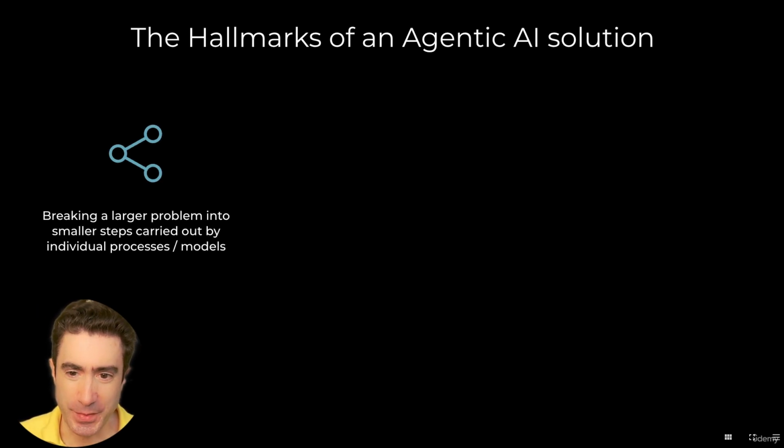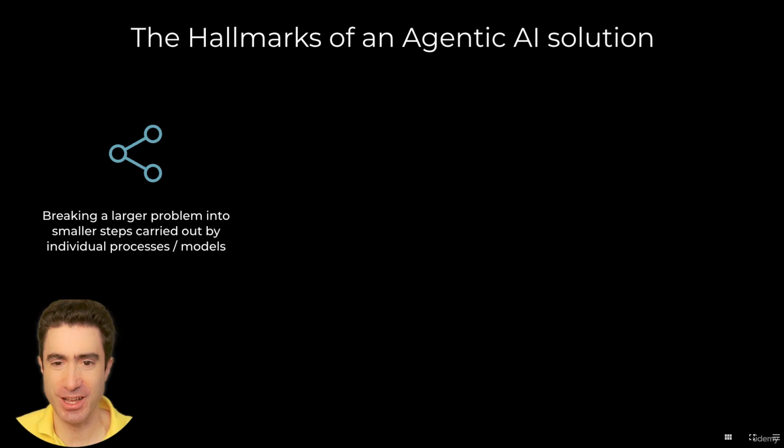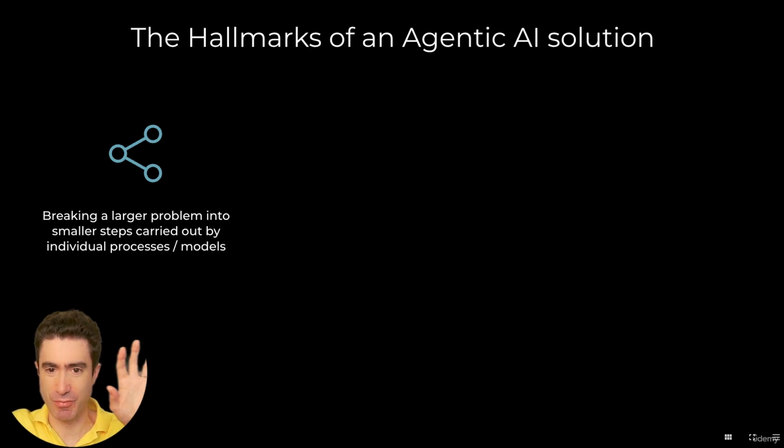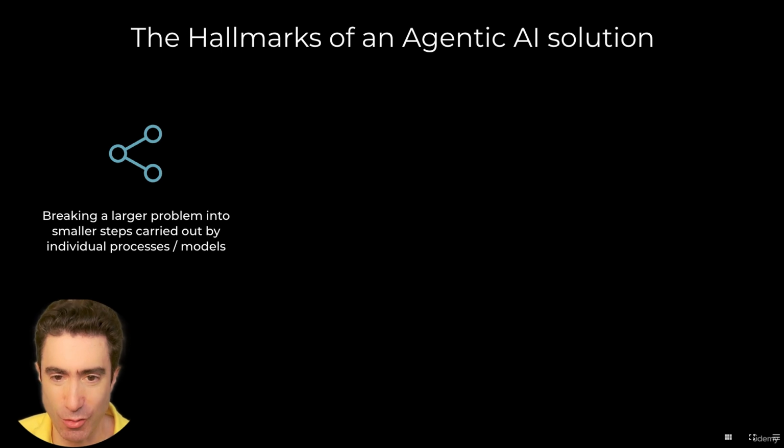So first of all, an agentic AI solution is one that is able to take a larger problem, a more complex problem, and divide it down into smaller pieces that can be executed potentially by LLMs and maybe just by normal bits of software. But that ability to take a harder task and break it down is certainly a hallmark of agent solutions.